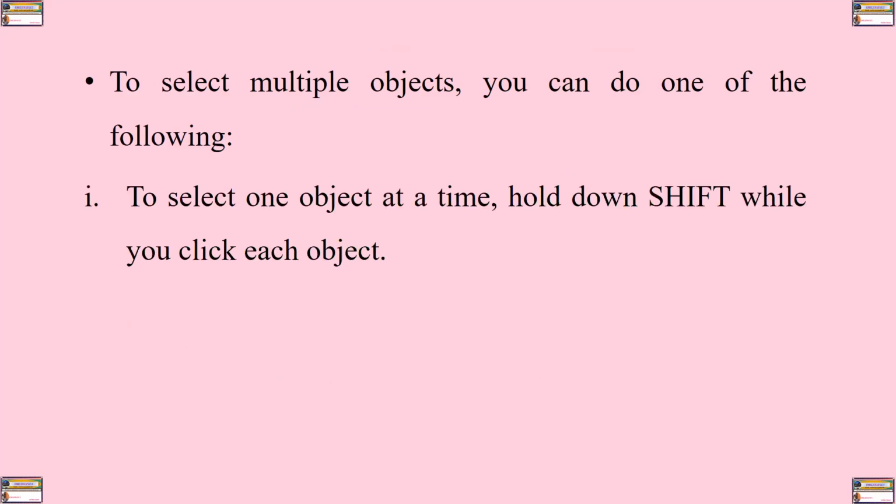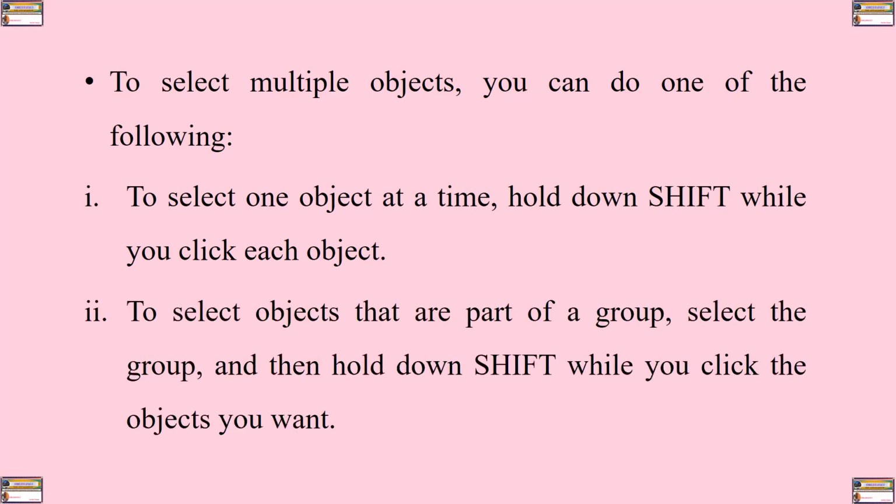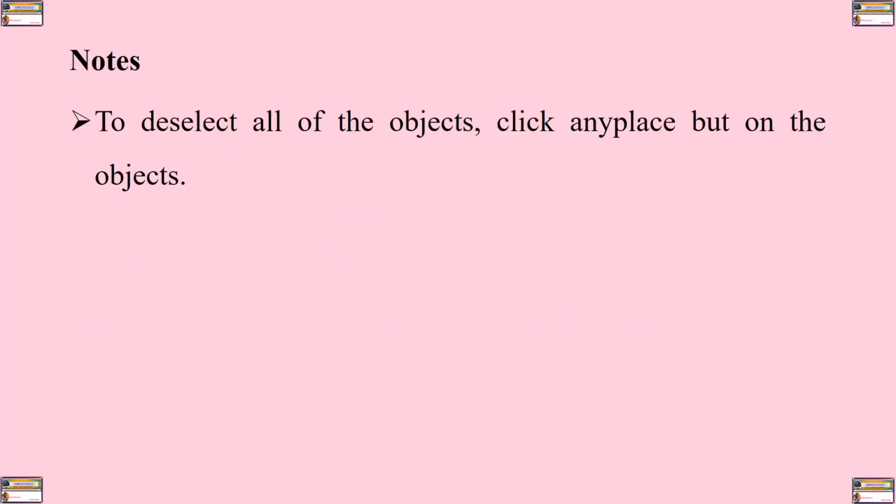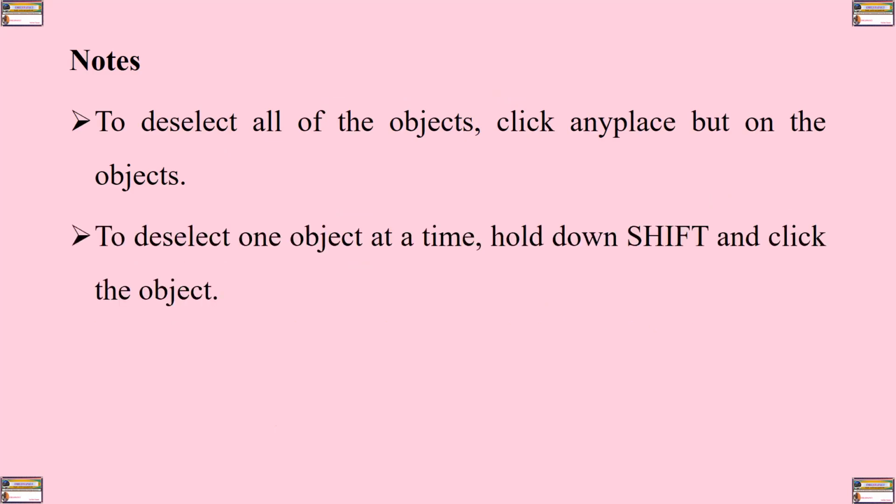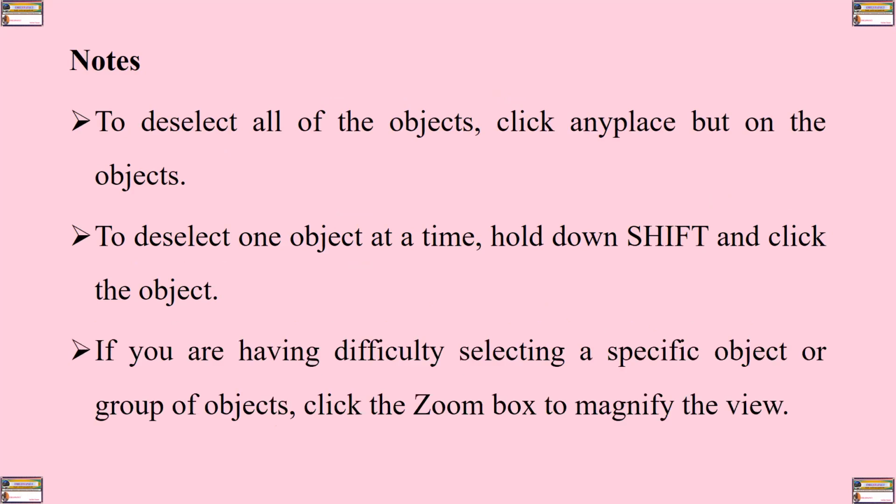To select one object at a time, you hold down the Shift key while you click on each object. To select objects that are a part of a group, select the group and then hold down Shift while you click the objects you want. Note, to deselect all the objects, click any place but on the objects. To deselect one object at a time, hold down Shift and click the object.